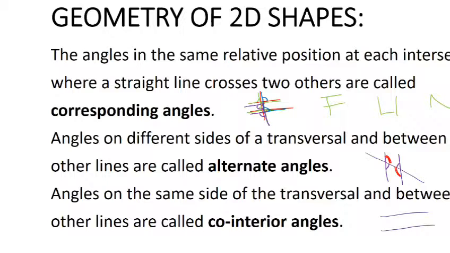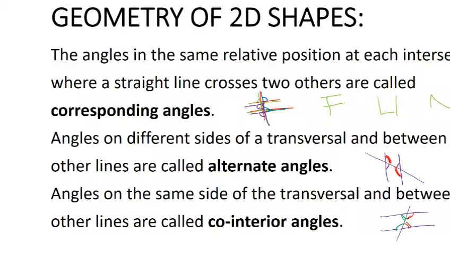So you have your transversal line, there's your two lines, and then the co-interior angles are going to be this angle right here and this angle right here. And then on the other side there are co-interior angles as well. So this angle right here and this angle right here.